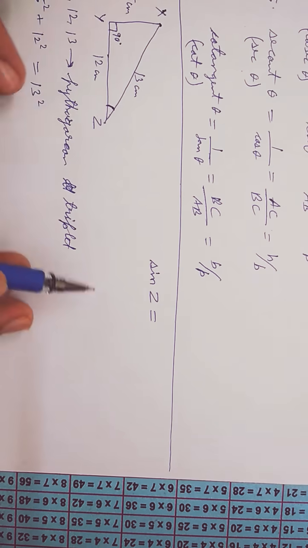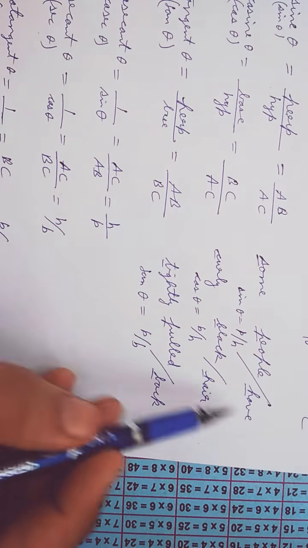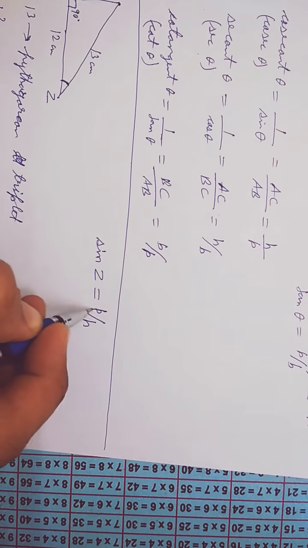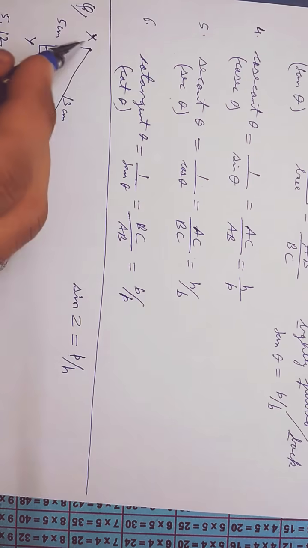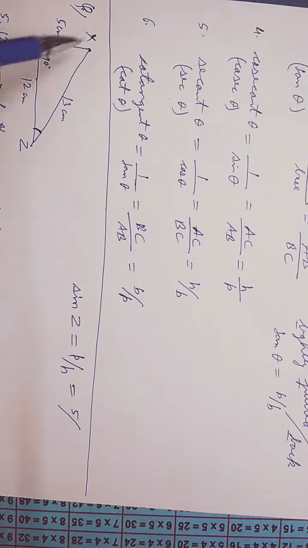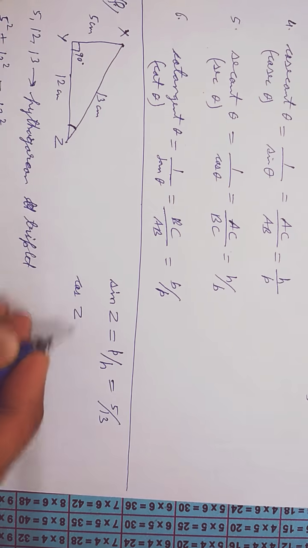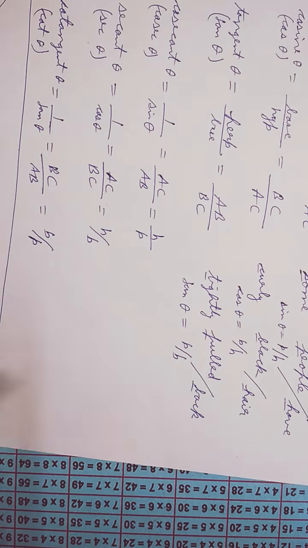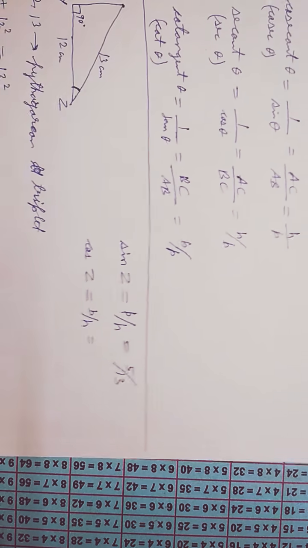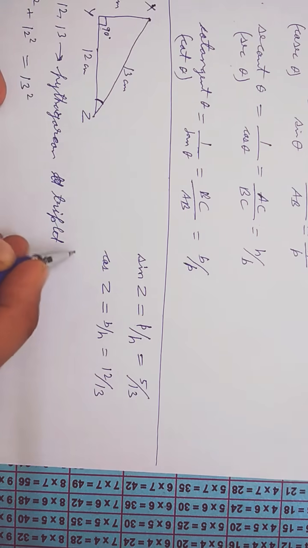So sine Z, if you remember, sine theta is P by H from the statement that I told you. P means perpendicular, which is this XY. So it is 5 by hypotenuse, the side opposite 90 degrees. So 5 by 13, simple. Next is cos Z. Cos was B by H. Here base is 12 and hypotenuse is 13, so 12 by 13.